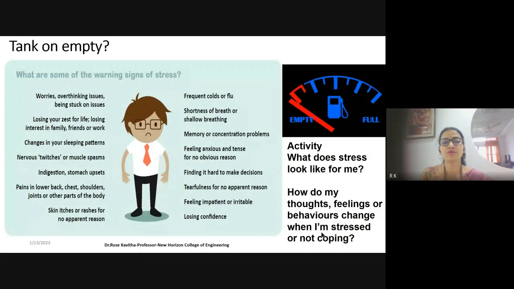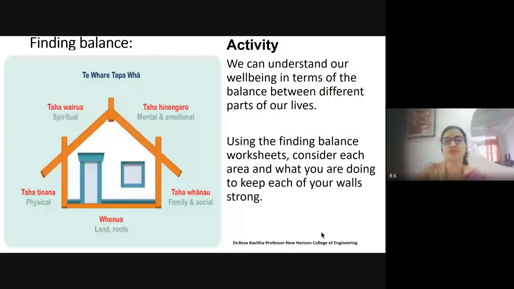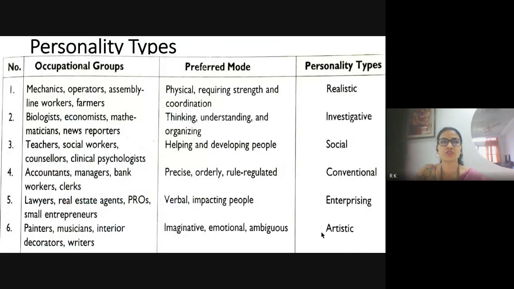If your tank is empty, then what to do? You have to fill it, right? So I will give you some short recipes for how to fill it up. Another activity you can take down is to understand our well-being in terms of the balance between different parts of our lives, using the finding the balance worksheets, we have an Excel sheet. Consider each area of what you're doing and keep it on your walls very strongly, by posting it on the fridge, on your cupboards, by any reminders which you can see.